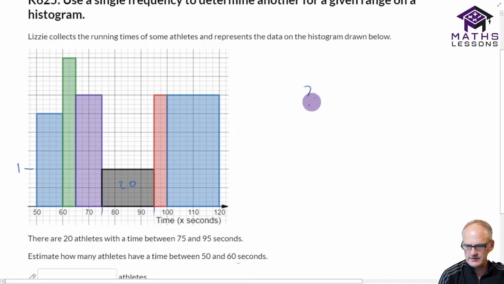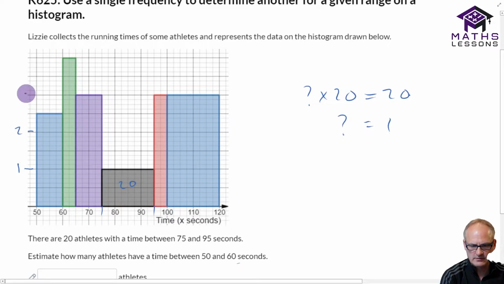Yep, I've got something times 20 must give me the 20 frequency, so something must equal 1, the height of the bar. And once you've done that, you can then put your scale in. So that's 2, that's 3, and that's 4. This is my frequency density on here, and that gives me my frequency density for this bar.